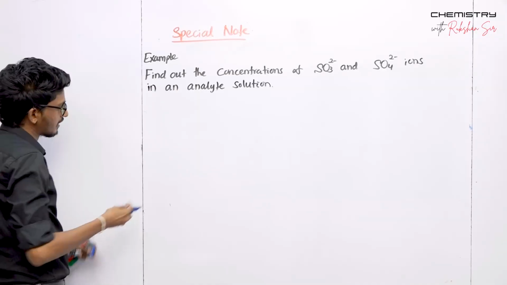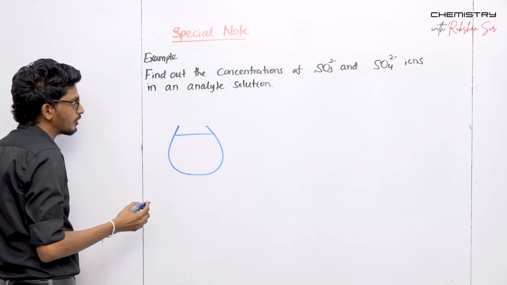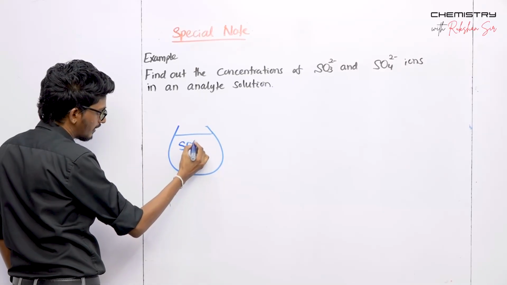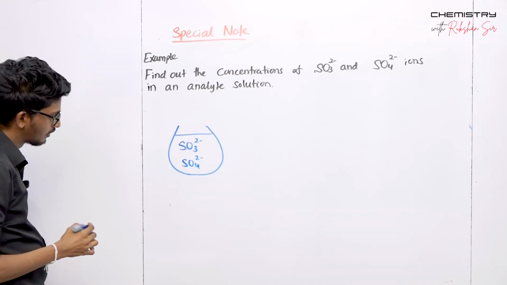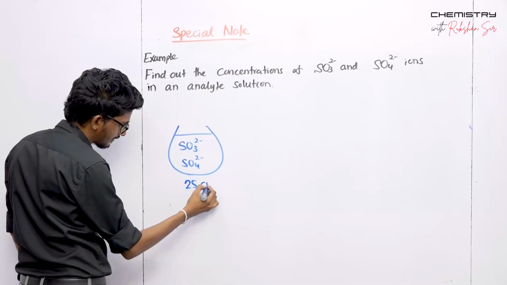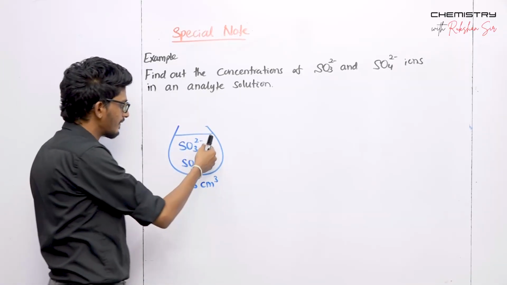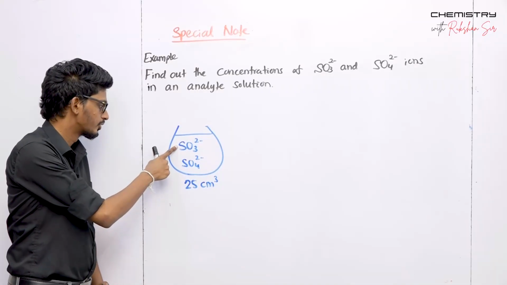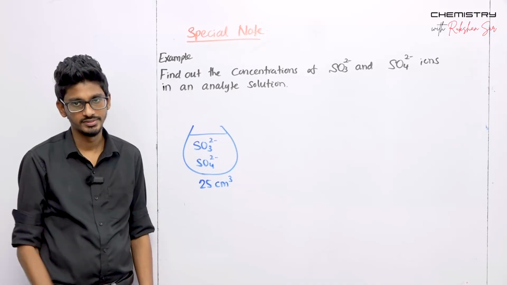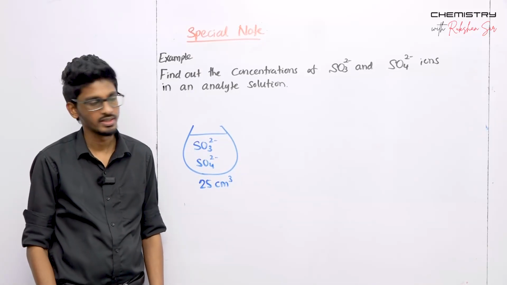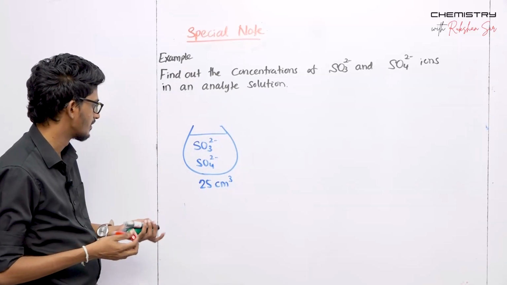Let's say that you are with kind of an analyte solution where you are with SO3 2 minus and SO4 2 minus ions, and let's say you are with 25 cubic centimeters of that thing, right? So you need to come up with the concentration of SO3 2 minus and the SO4 2 minus ions in this solution, right? That is your goal here. That is what you should achieve here ultimately, right? So you can come up with this kind of a procedure to achieve the goal, right?